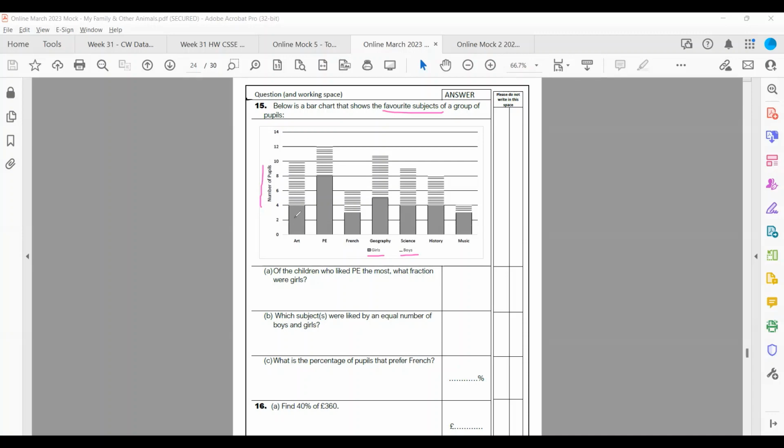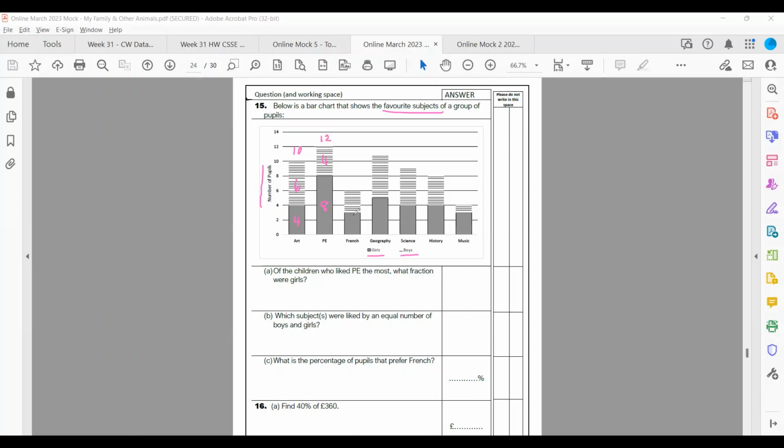So if we look here in art, we have 4 girls, and then it goes all the way up to 10 for boys, so we must have 6 boys. And so that gives us a total of 10. So annotating the bars just means that you can read the numbers off there and you're not having to interpret the data at the same time. PE, we have 8 girls and it goes up to 12. So we've got 4 boys, giving us a total of 12 pupils in this bar.